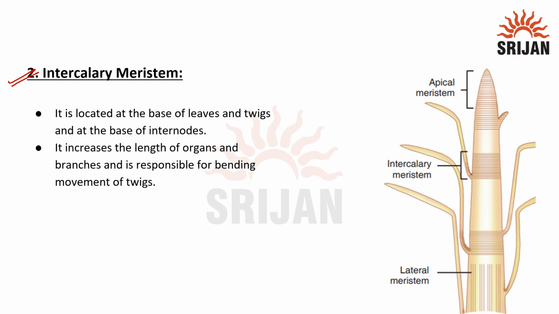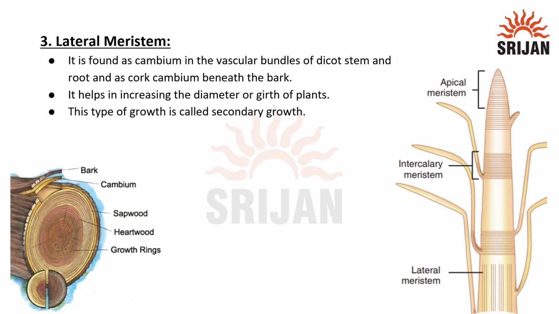Moving ahead, we have the second type of meristem, which is called the intercalary meristem. The location of this intercalary meristem is the base of the leaves and twigs and at the base of the internode. So in the image you can see this part, this is the intercalary meristem, and this region is called the node. Between the internodes, you would be finding this intercalary meristem, which would be responsible for the increase in the length of organs and branches, and it is also responsible for the bending movement of twigs.